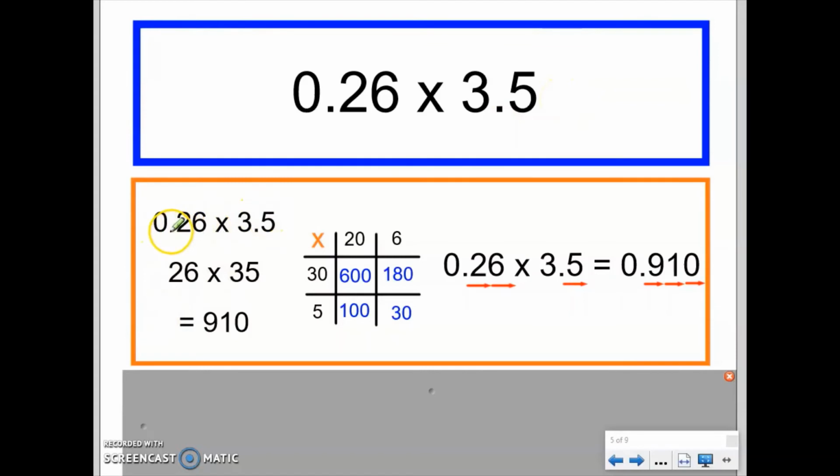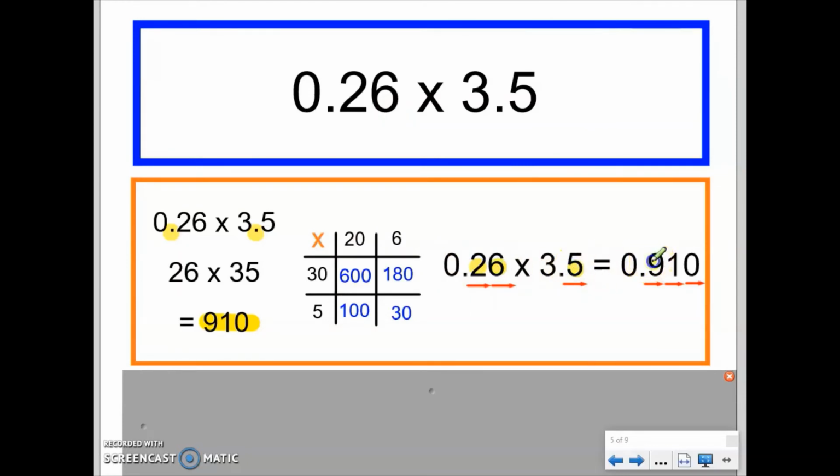0.26 times 3.5, here are my decimals. I'm going to remove the decimals, I'm going to ignore them, so I'm left with the calculation 26 times 35. That's going to give me an answer of 910 once I apply grid method multiplication or long multiplication. From there, I need to decide where my decimal point goes back in. If I look at the original question, 1, 2, 3 digits after the decimal point.